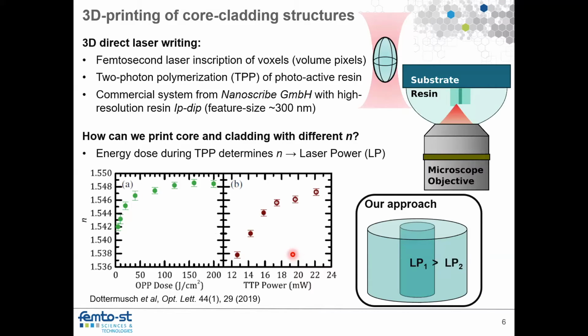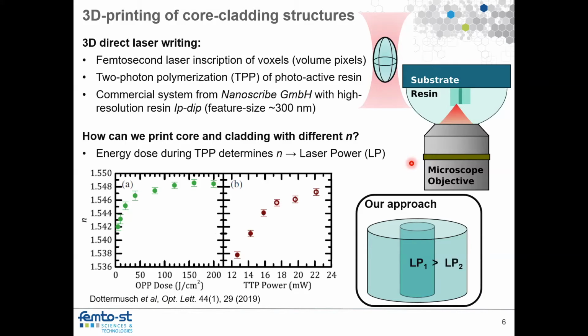Going to the paradigm of 3D printing and how to make single mode waveguides, Daniel already explained the basics of direct laser writing. The idea is that you create these voxels by two-photon polymerization, attacking the resin with a femtosecond laser. What we will exploit here to make these complex structures with the core and the cladding is the fact that the refractive index of the resulting polymerized resin depends on the laser power. There are different studies that demonstrate and study that in different resins.